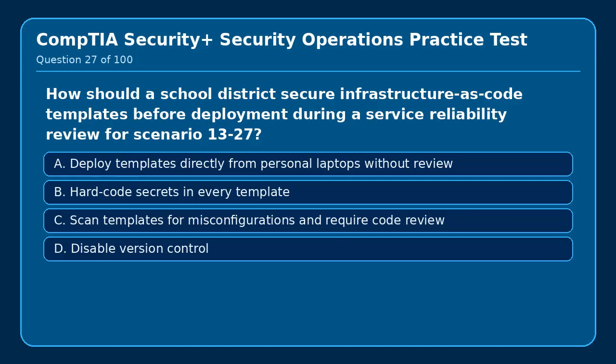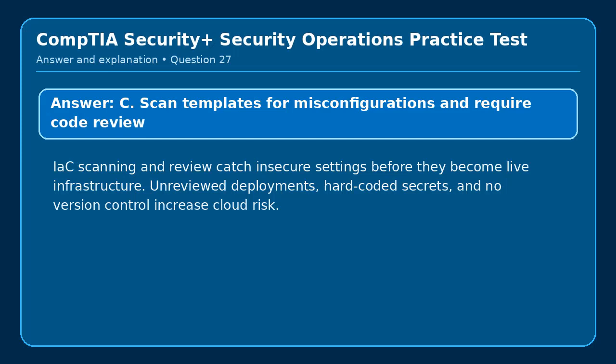Question 28. Which step reduces risk from vulnerable container images in a logistics company's registry while updating the runbook for scenario 13 to 28? A. Store secrets in image layers. B. The answer is D. Scan images and rebuild from trusted base images. Image scanning and trusted rebuilds help remove known vulnerabilities and unsafe components. Privileged containers, ignored provenance, and secrets in layers increase compromise impact.